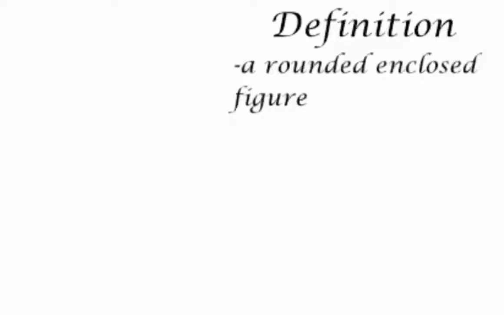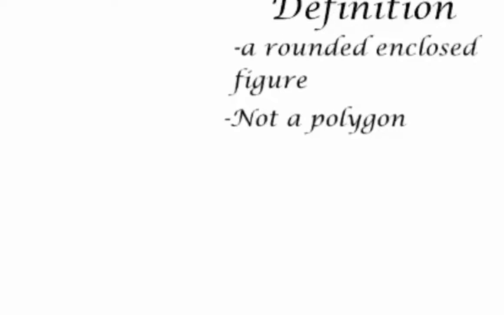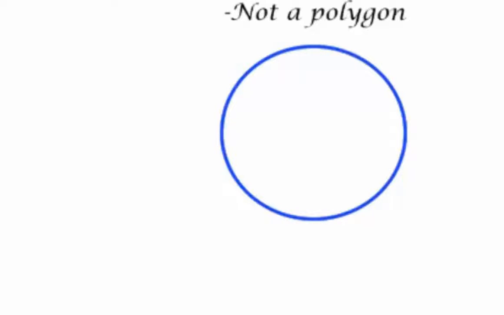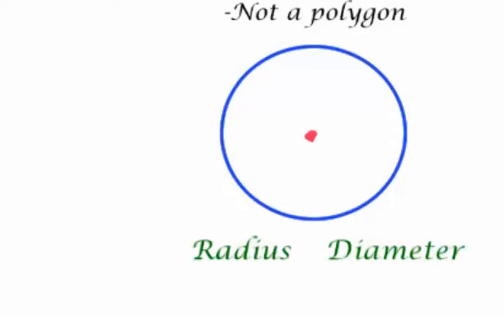By definition, a circle is a rounded enclosed figure. Now, a circle is not a polygon because it does not have any flat sides or any angles. So we can take a look at this basic circle. It's important that we notice that every circle has a center and that every point on that circle is the same distance, is equidistant from that center.